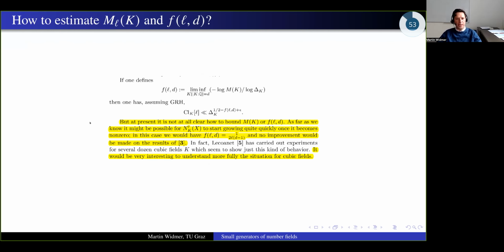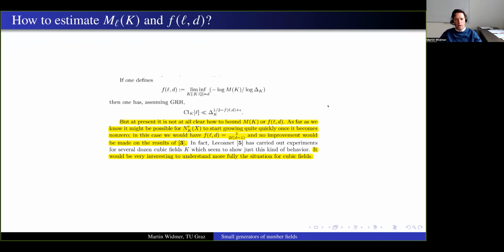So here it is. At present, it is not at all clear how to bound M_K or F(ℓ,d). As far as we know, it might be possible for N' to start growing quite quickly once it becomes non-zero. In this case, we would have F(ℓ,d) equals 1/(2(ℓd − 1)), and no improvement would be made. It would be very interesting to understand more fully the situation for cubic fields.